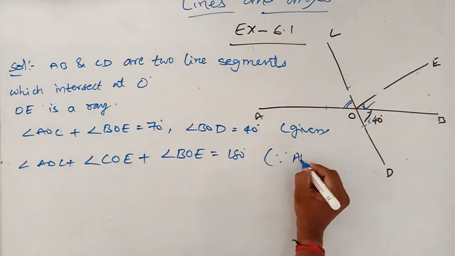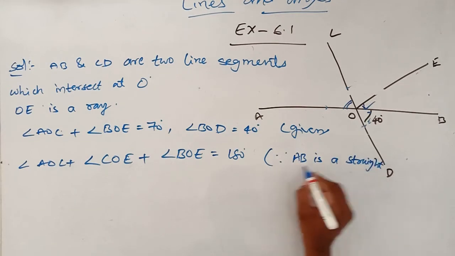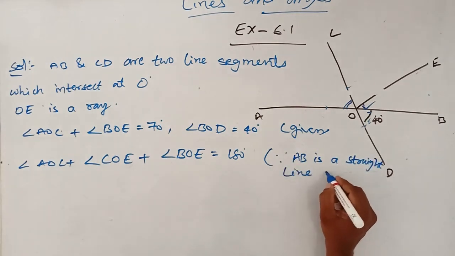Since AB is a straight line or a linear pair.